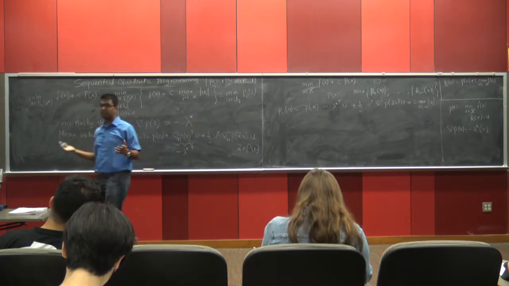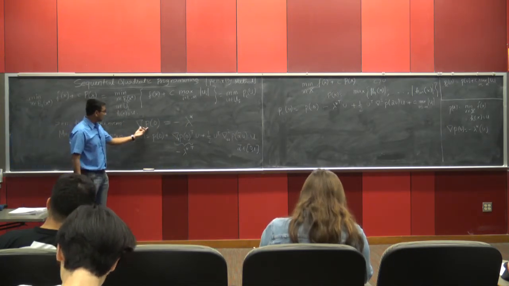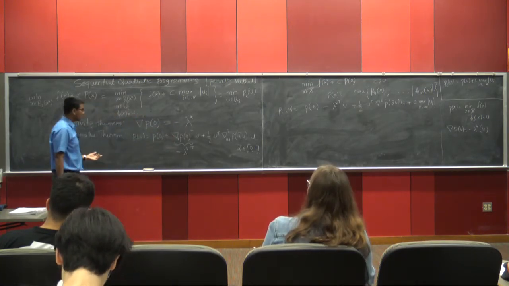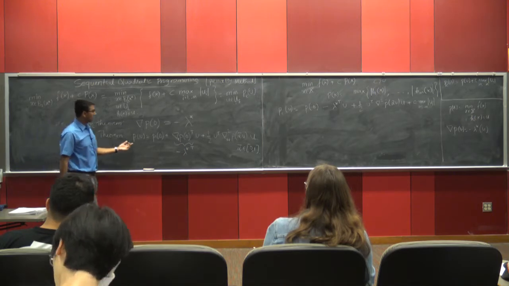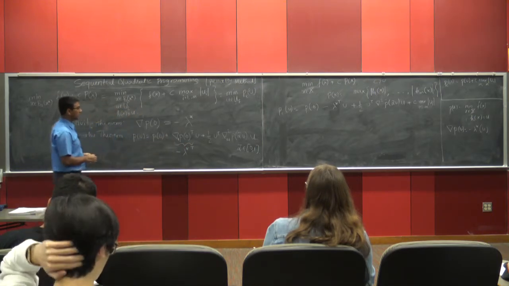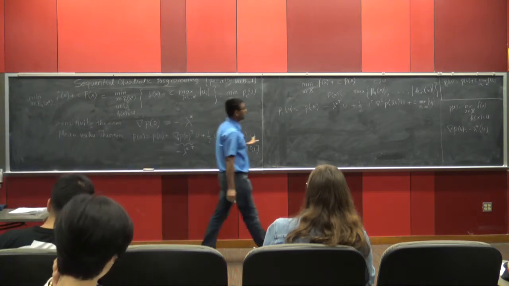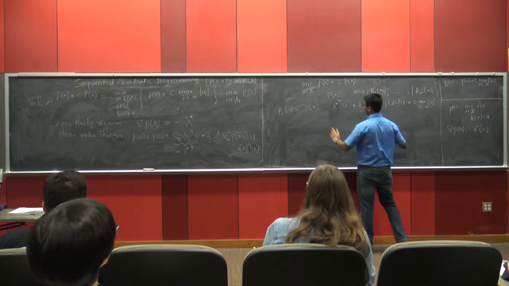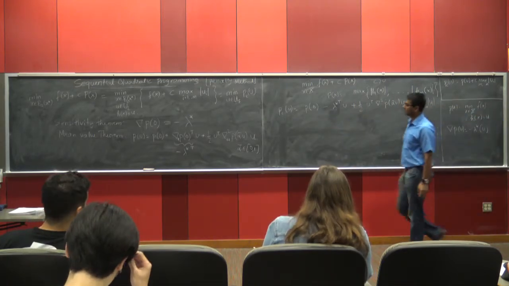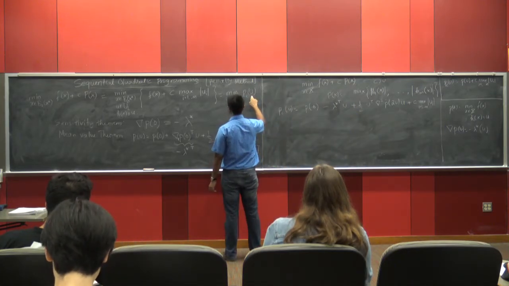What do we know about the structure of the function P? Well, we know from the sensitivity theorem that the gradient of P at 0 is negative lambda star. And I know from the mean value theorem that P of U can be written in this particular fashion. So I'm going to substitute all of it in one place, and I have this result. Okay, so this PC of U is the same as the PC of U here.